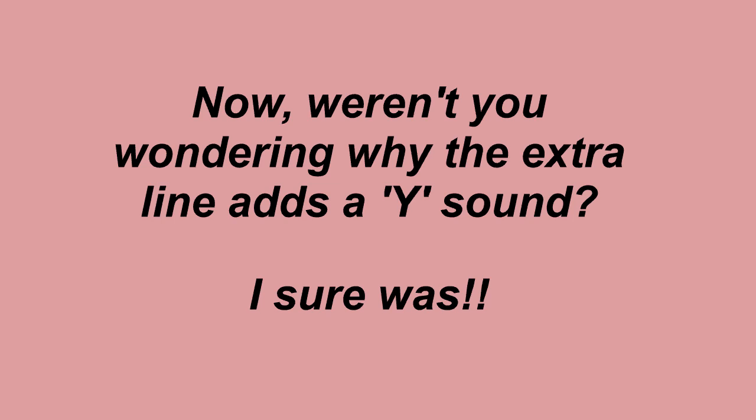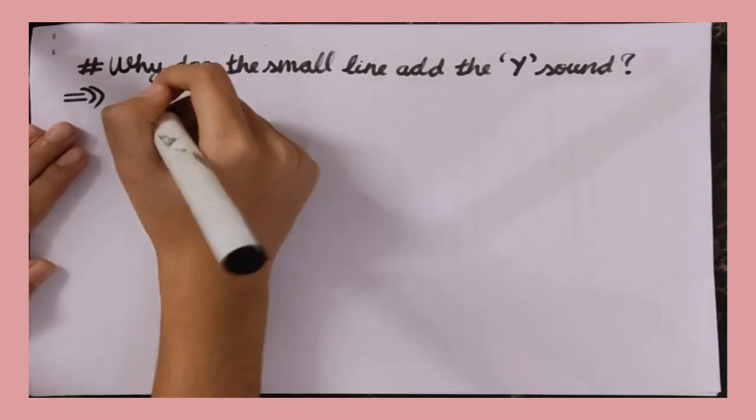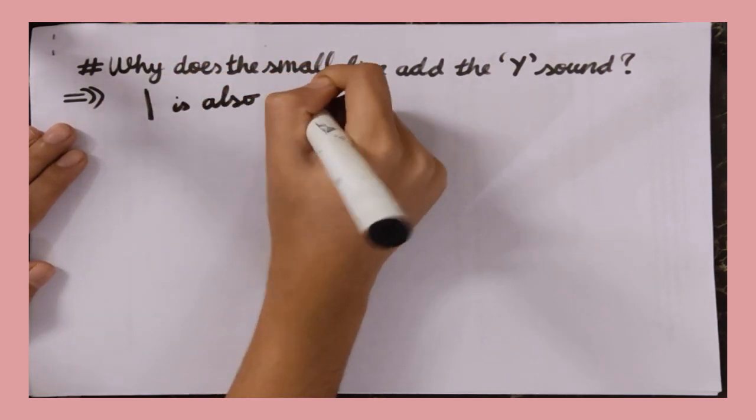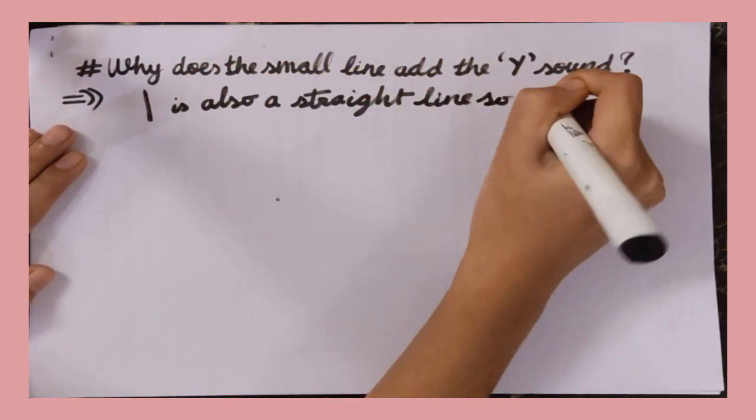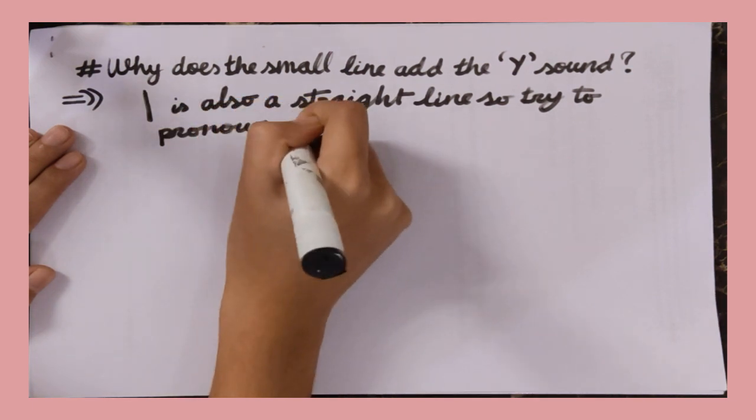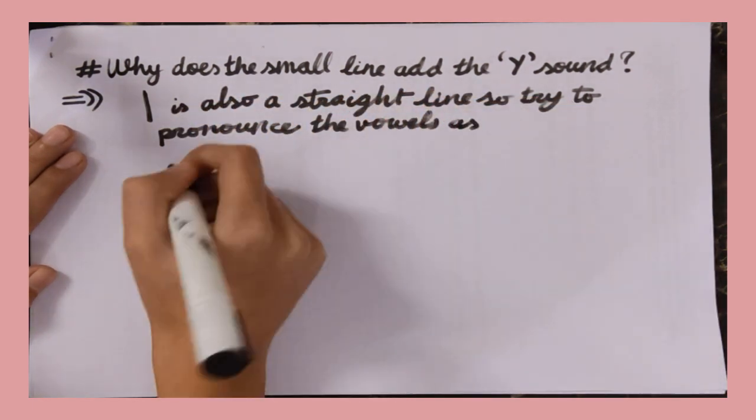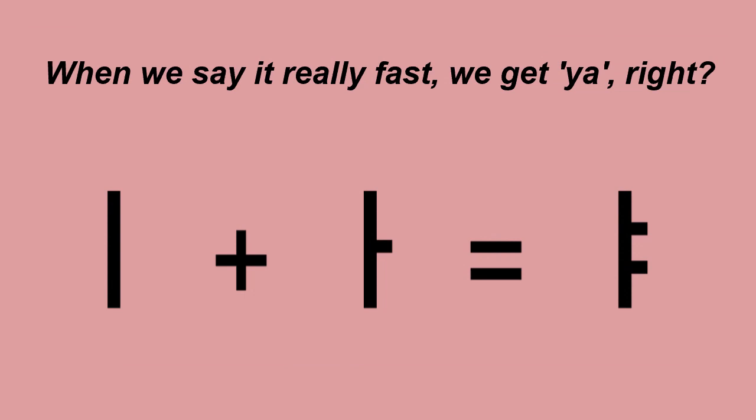Now, weren't you wondering why the small line adds a Y sound? I sure was. So, do you remember the letter E, which is also written as a straight line? Why don't you try to pronounce the vowel ya as E plus A? If we say it really fast, we get ya, right? Ya, ya, ya.